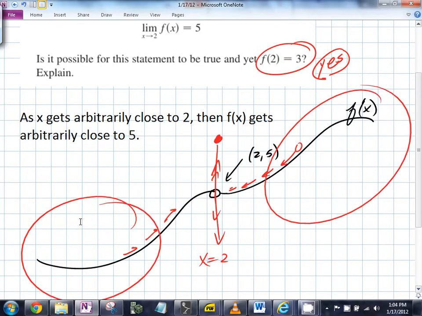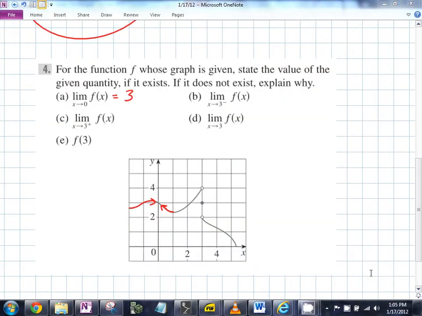It's the same from both sides, and it is 3 right there. What about b here? That means approaching 3 from the left. What's the limit as you go to 3 from the left? 4. What's it as you approach 3 from the right? 2. Therefore, does the limit exist as you approach 3? No, it does not exist because the left-hand limit and the right-hand limit are different.